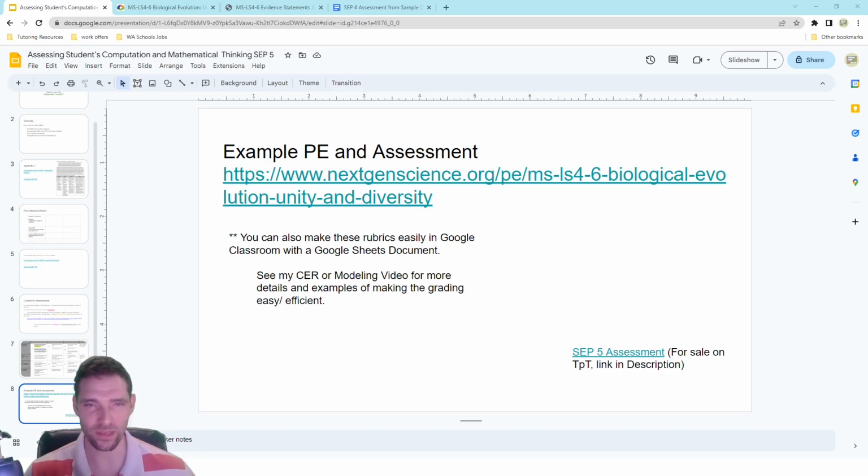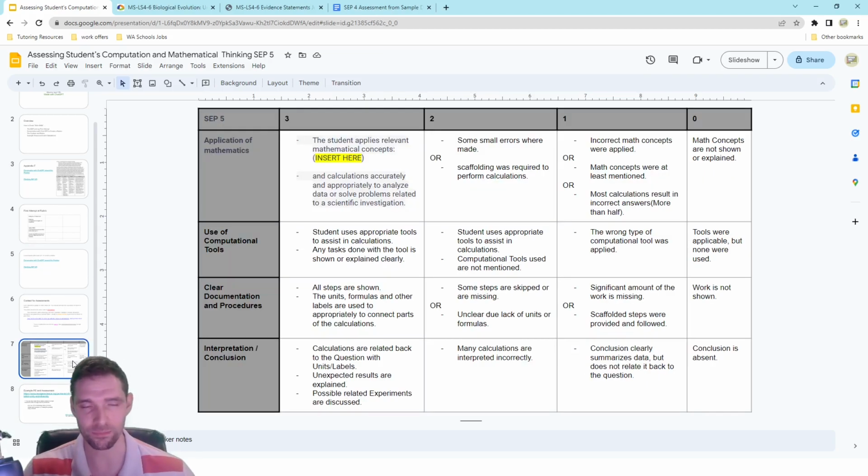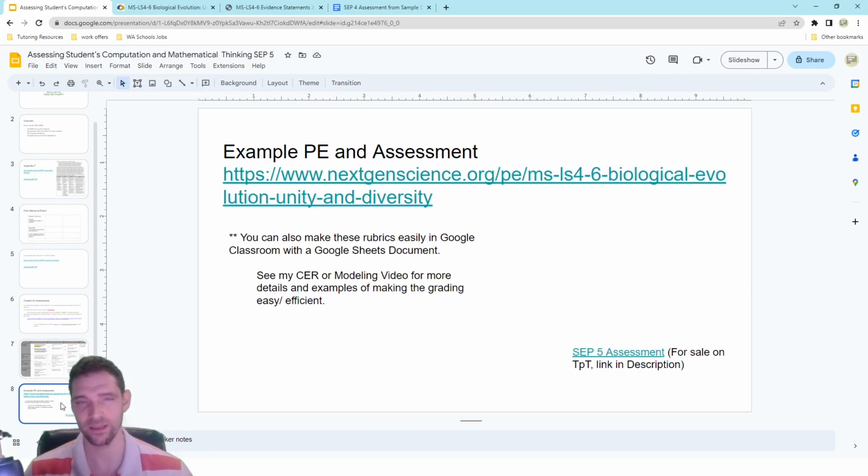But you can also have this rubric easily imported into Google Classroom with the Google Sheets. I go over that in my CER as well as modeling videos. There's a section near the end of the video where I show how to do that. And it's the same thing here. If you've got this table, you can put it into Google Classroom pretty easily and it's very efficient. That's what I'd recommend for grading these.